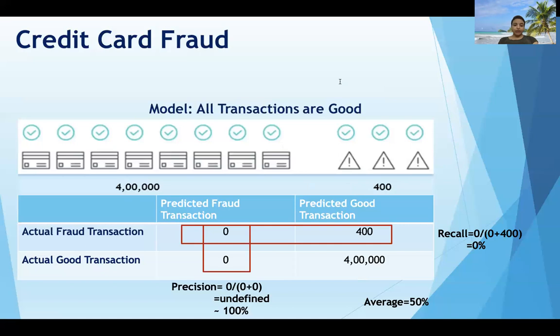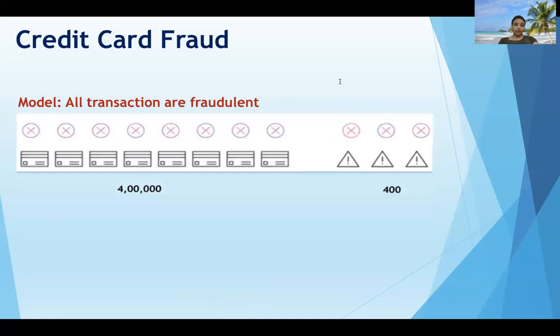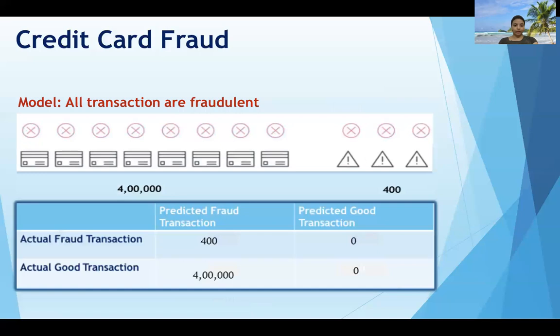Okay, let's take the opposite model. Here the model says that all the transactions are bad, in order to catch the fraud transactions. Here we have created this confusion matrix. Out of all the actual fraud transactions, how many have we predicted as fraud? There are 400. And out of all the fraud transactions, how many have we predicted as good? None, so it is 0 here.